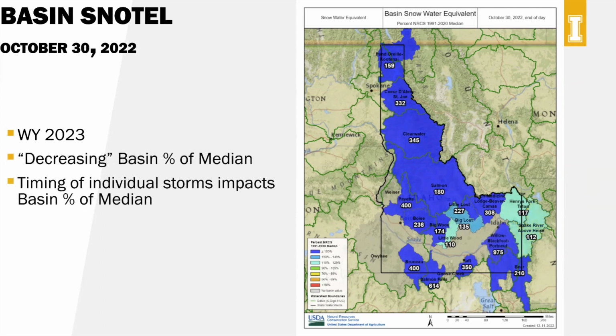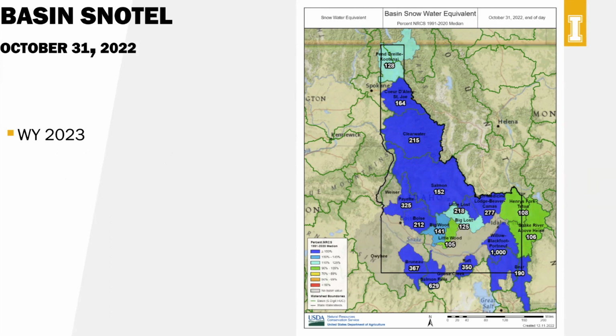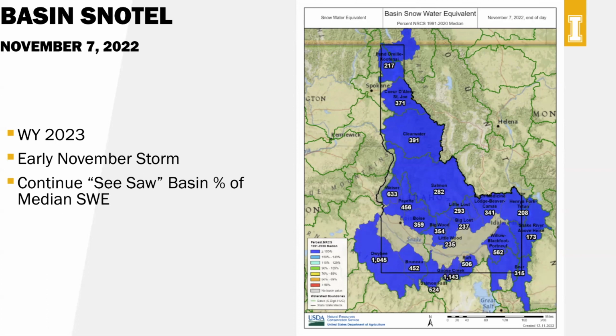Here on this slide, a week later on October 30th, the numbers have dropped down a little bit, not because the snow is melting, but because the median is continuing to increase steadily. The basin percent of median SWE continues to decline here on October 31st because the median continues to increase. Another storm came through the northwest the first week of November and dropped new snowfall on the mountains and bumped these numbers up. Early in the snow accumulation period, you can see how significant individual storms are to the basin percent of median SWE.